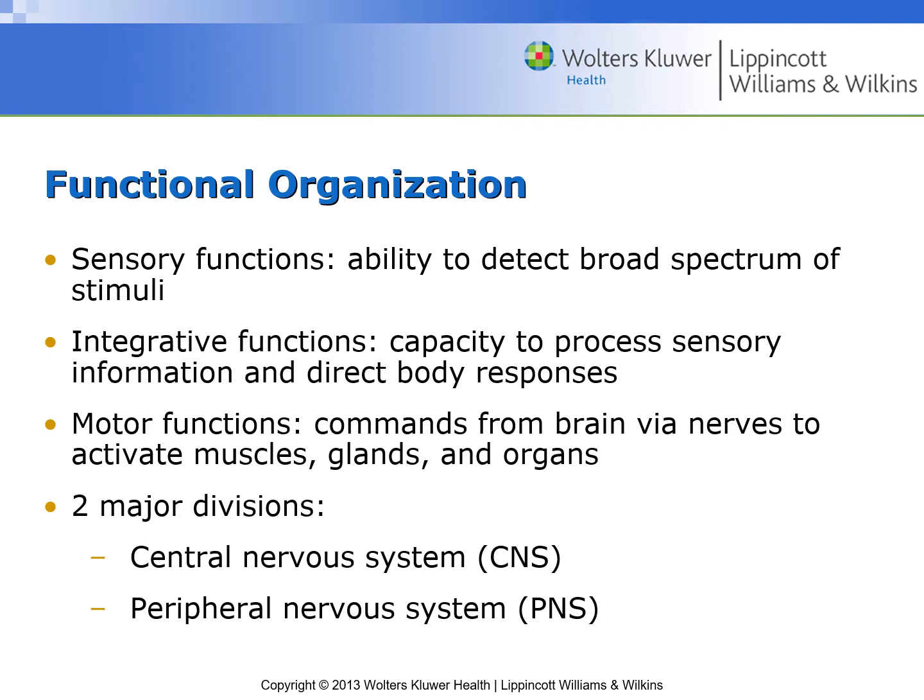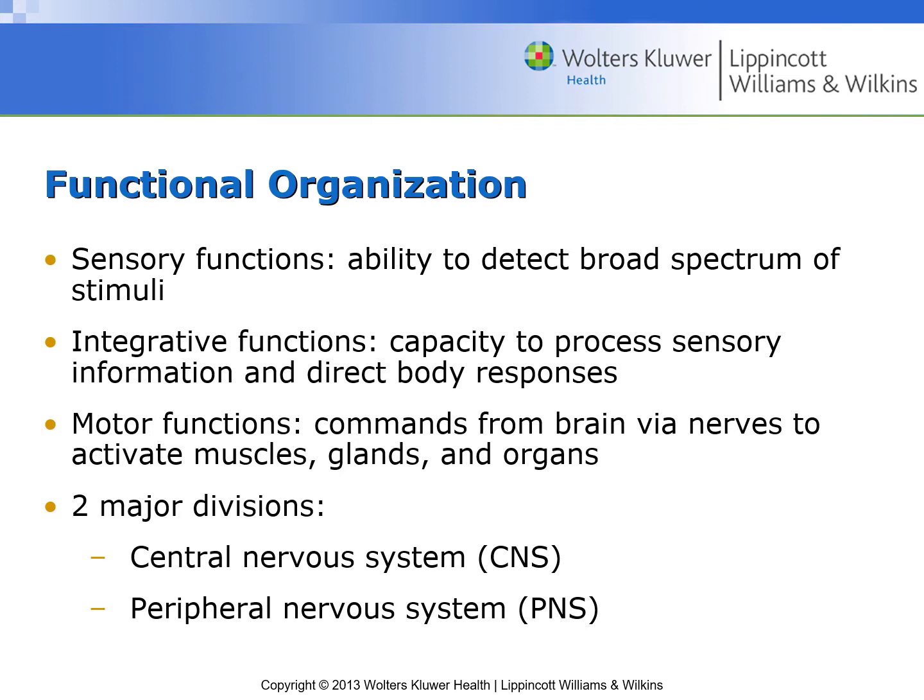Let's discuss the functional organization of the nervous system. The sensory functions of the nervous system give it the ability to detect a broad spectrum of stimuli. The integrative functions of the nervous system give it the capacity to process sensory information and direct body responses. The motor functions of the nervous system allow it to process commands from the brain by way of the nerves to activate muscles, glands, and the organs.